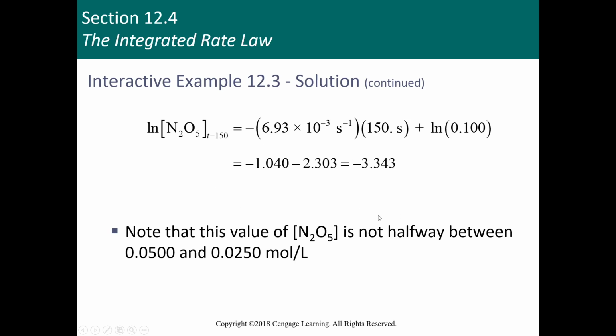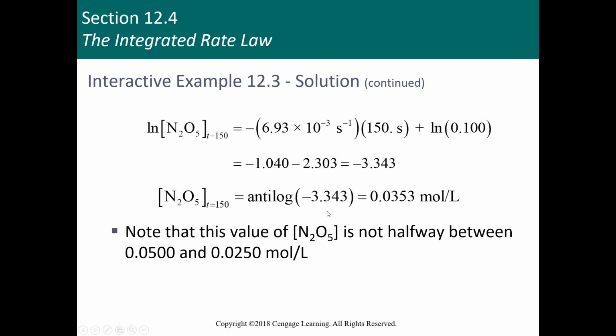So the value of N2O5 is not halfway between these two values here. This is before the anti-log. If you don't remember what an anti-log is, in this case what you would do is, because we're having to undo this, right? See this log right here, natural log of? We're having to undo this. The easiest way to do that is to take e to the power of negative 3.343. And that would be your anti-natural log.